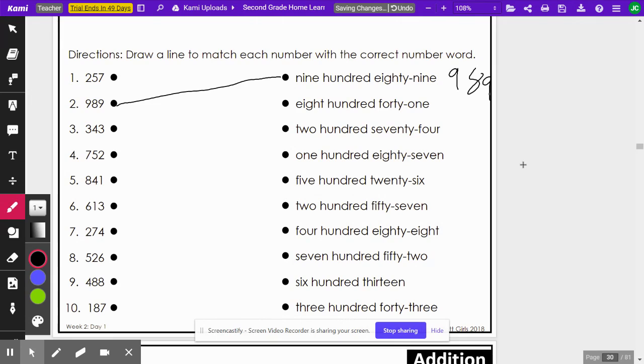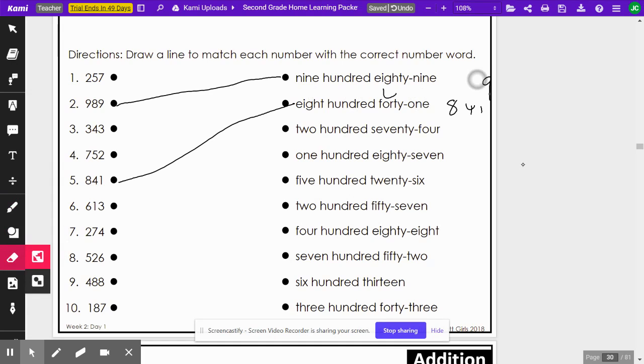841. Now we're looking for a number that starts with 8, has a 4 and a 1. 841. Let's see where that is. Hey, it's right here. 841. Next one.